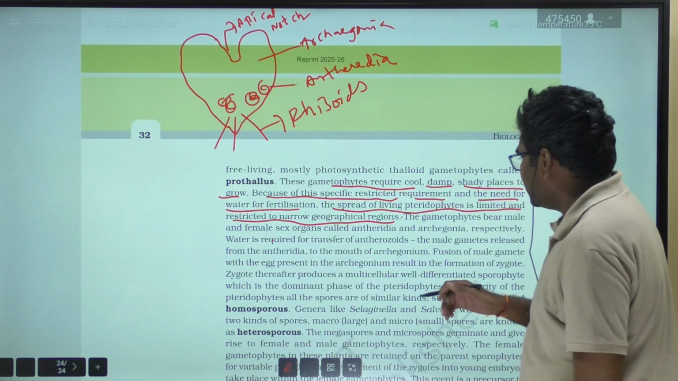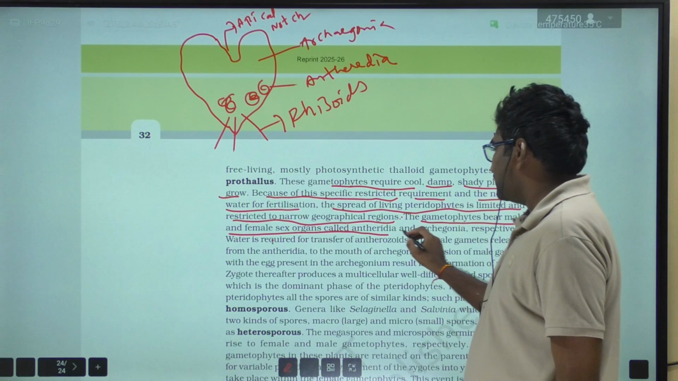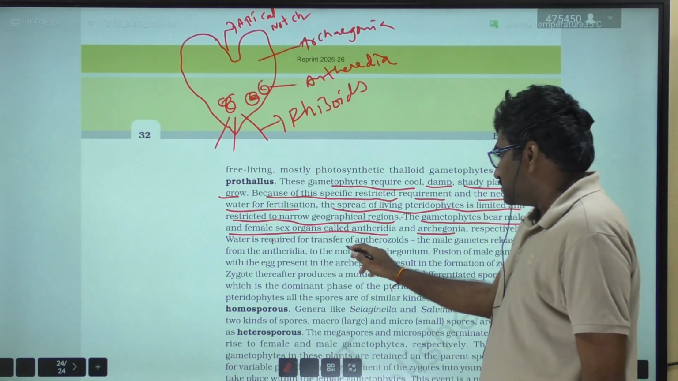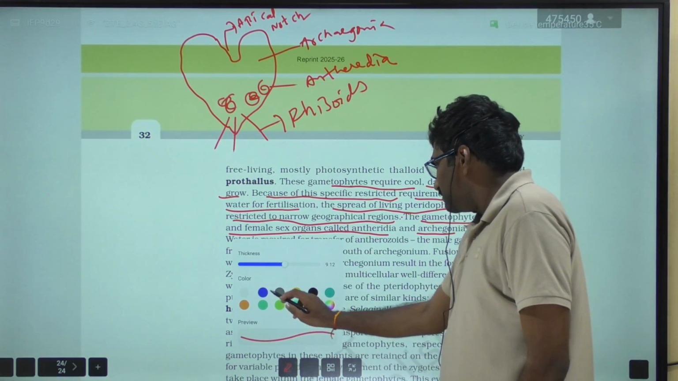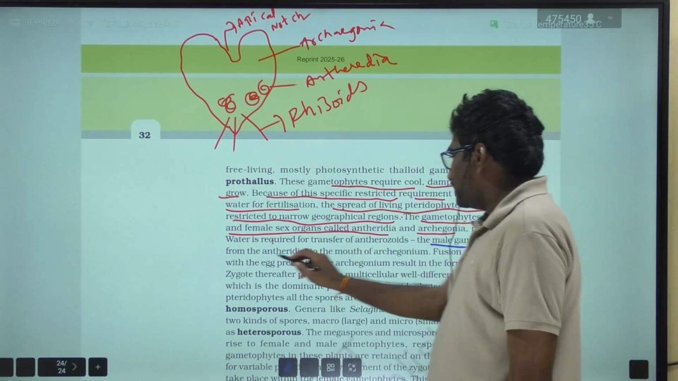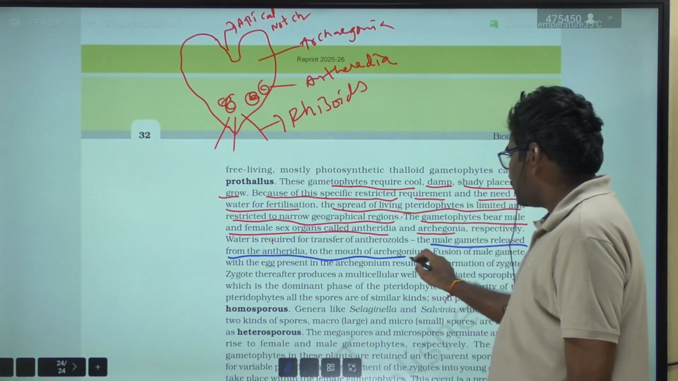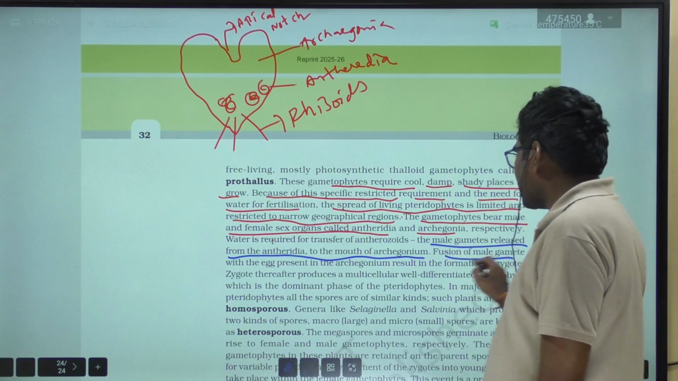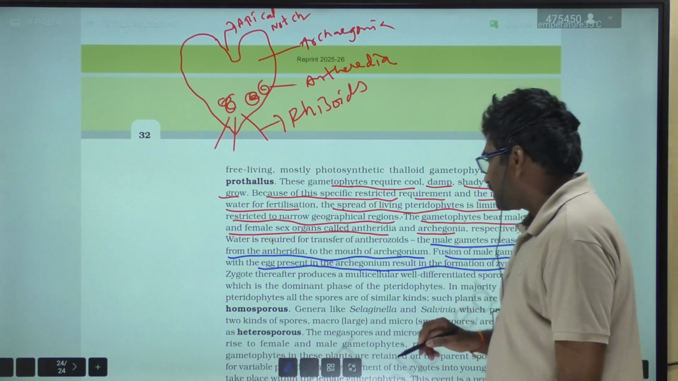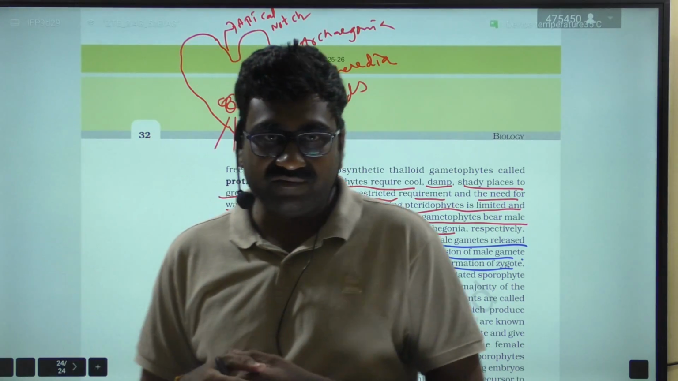The most important thing is that the gametophyte bears male and female sex organs called antheridia and archegonia. Water is required for transfer of antherozoids, the male gametes released from the antheridia, to the mouth of the archegonium. Fusion of the male gamete with the egg present in the archegonium results in the formation of the zygote. That is zooidogamous oogamy, just like bryophytes.